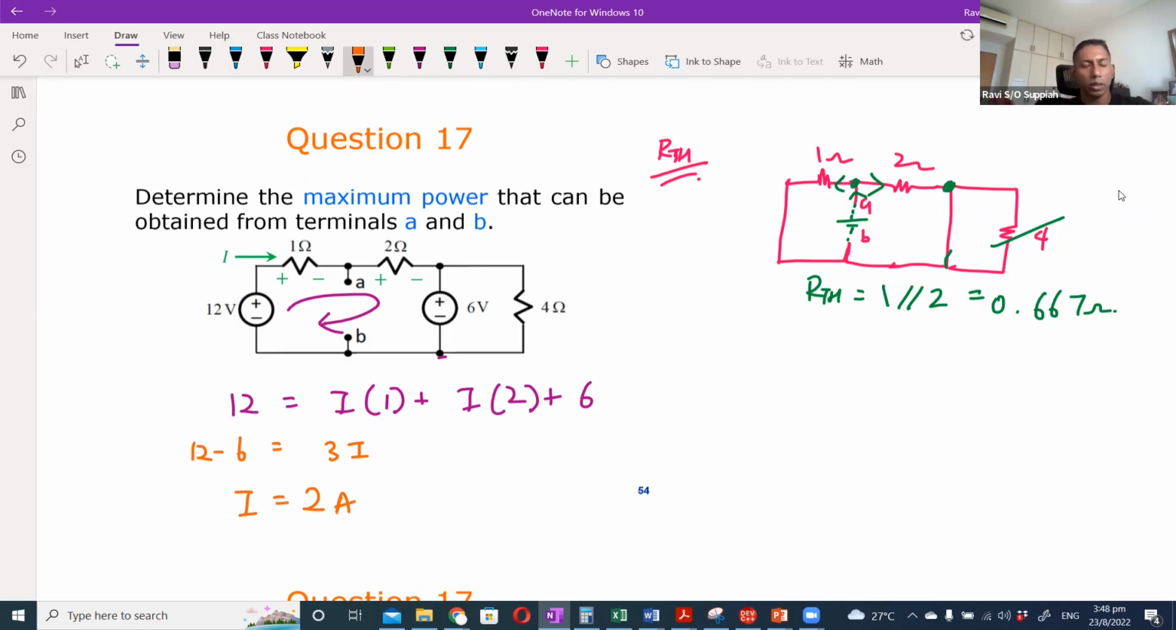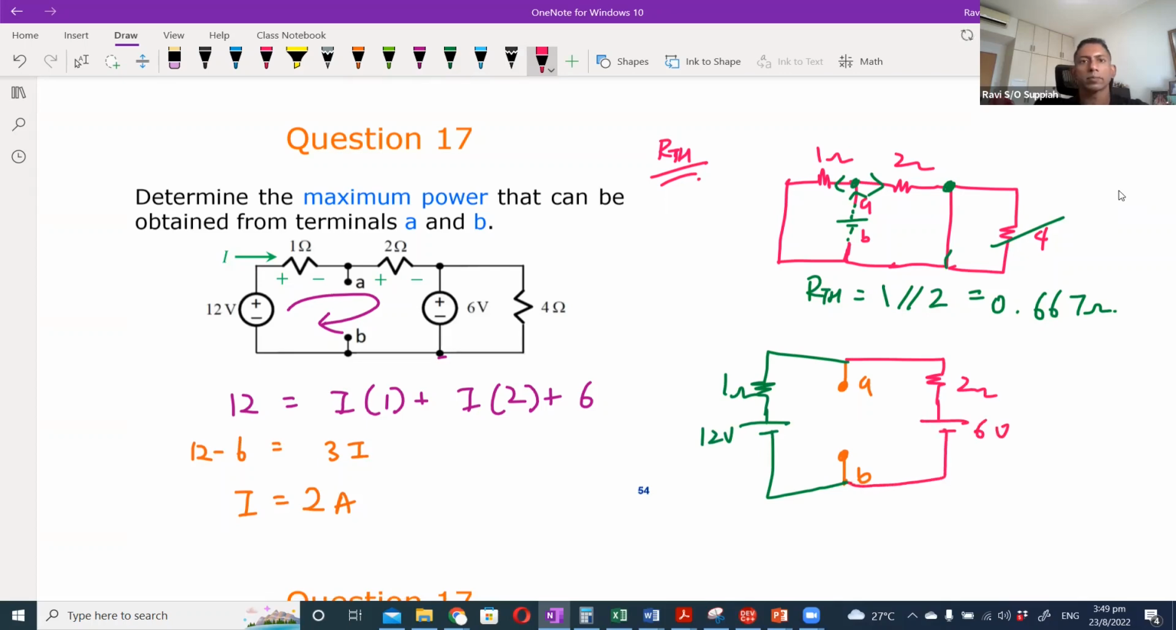So if I is equals to 2 ampere, you know that the 2 ampere is coming out here. So let me redraw this a bit, so that is easier for us to see. So this is A, this is B. On one side, you have the 1 ohm resistor and the 12 volt supply. On the other side, you have the 2 ohm resistor and the 6 volt supply. Now, in terms of the current flow, like what we saw just now, the current is flowing in this direction.